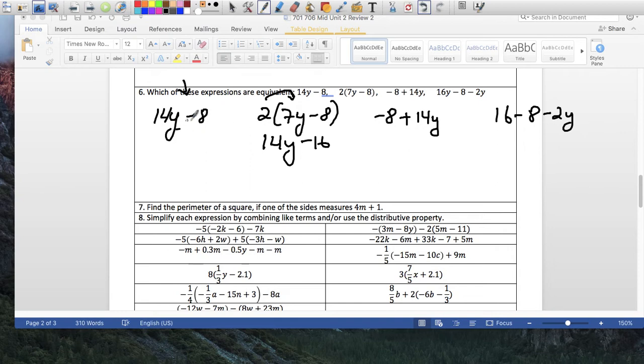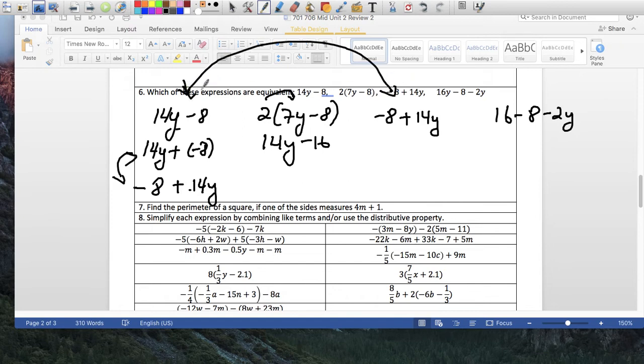What about this one? Is 14y minus 8 the same thing as negative 8 plus 14y? It is. Let me write this as an addition problem. 14y plus negative 8. You know that addition is commutative, so if I were to change the order, I can actually write negative 8 in the front plus 14y. It means the same thing. So 14y minus 8 is the same thing as negative 8 plus 14y, so you can already tell that this guy and this guy are the same.